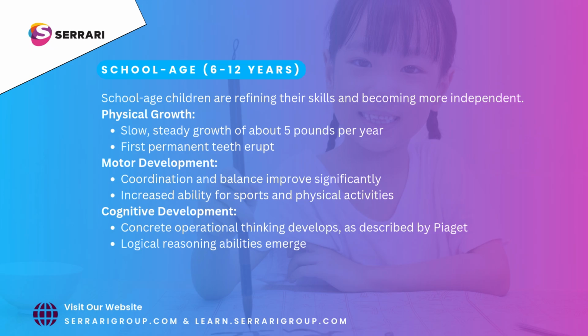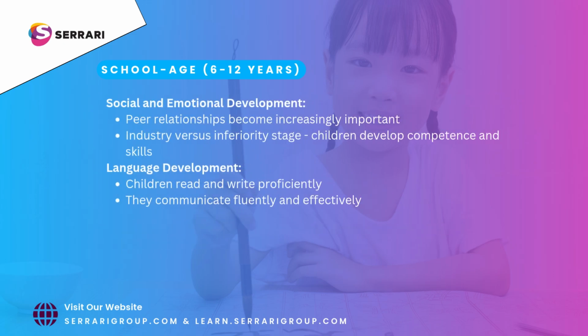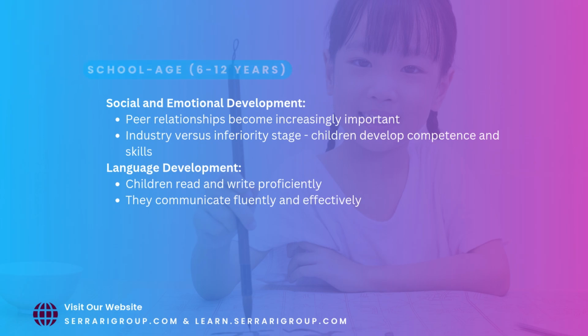Cognitive development. Concrete operational thinking develops, as described by Piaget. Logical reasoning abilities emerge. Social and emotional development. Peer relationships become increasingly important. Industry versus inferiority stage, children develop competence and skills. Language development. Children read and write proficiently. They communicate fluently and effectively.